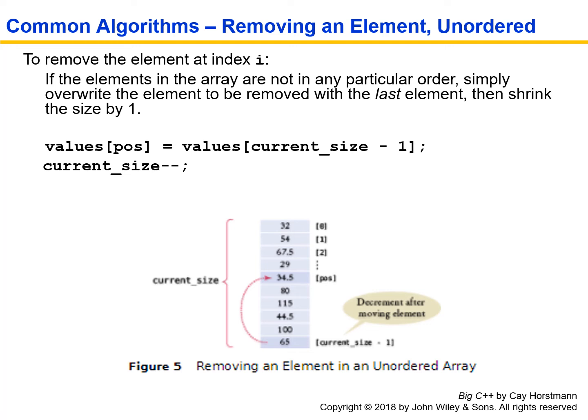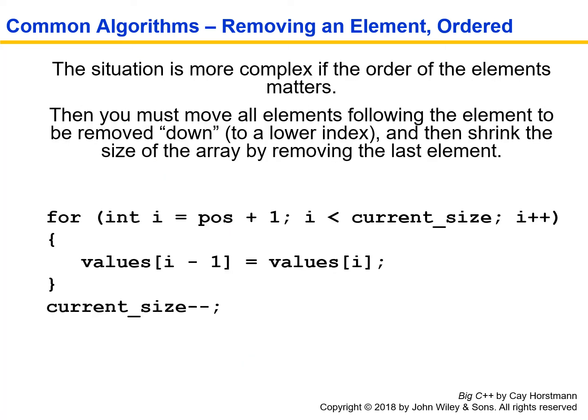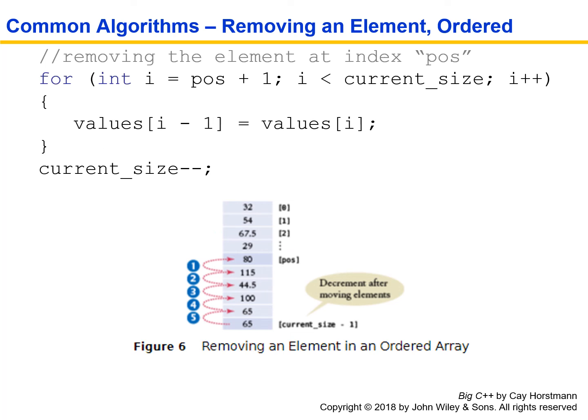Removing an element is simple. If it's an unordered list, you just take the last element and copy it over the element you're trying to remove, and then you decrement the current size. If the order of the elements matters, you have to write a little for loop that goes from position + 1 to current size and moves everything back one spot in the array, and that's shown by this little diagram here.